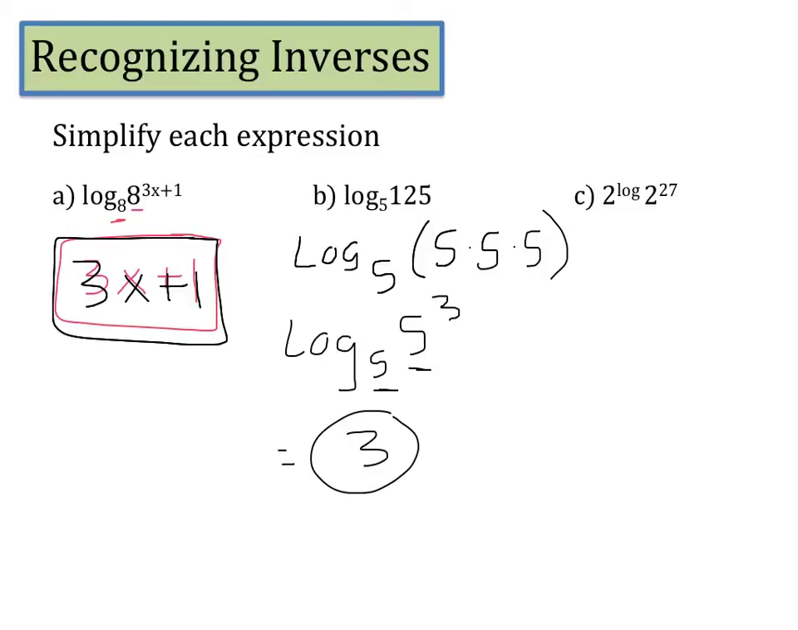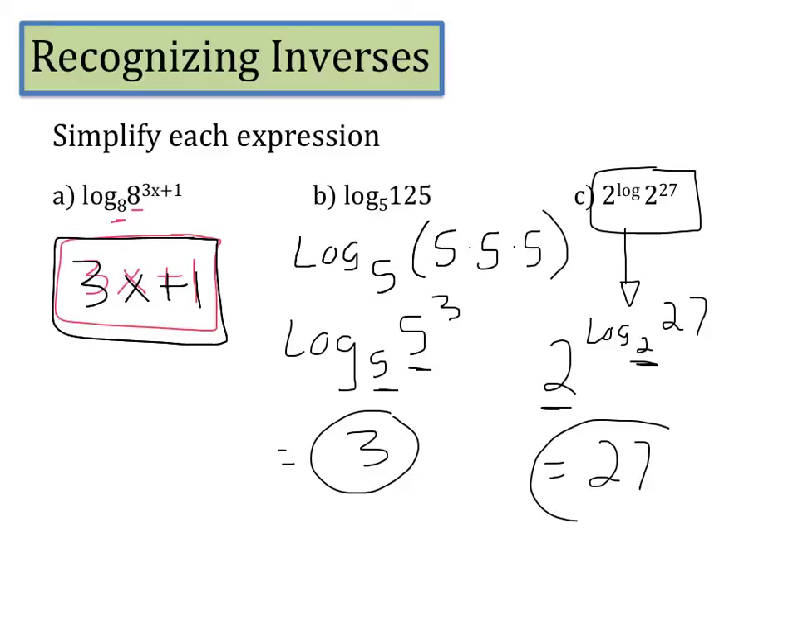For our last example here, I actually want to rewrite this because it didn't come out as clear as I wanted it to. So we have 2 raised to the log base 2 of 27. Now, since these bases are equal, we know using the inverse properties that our answer is just 27.